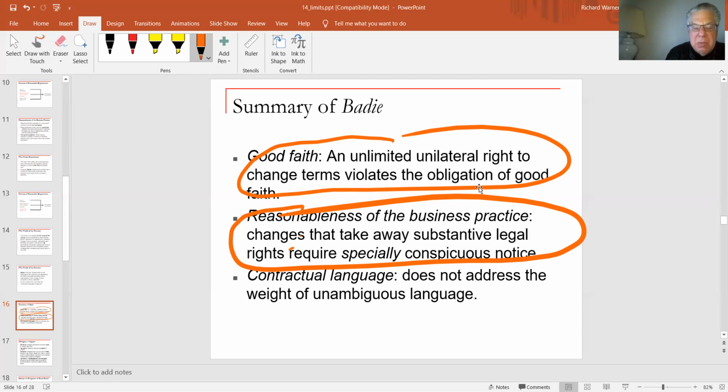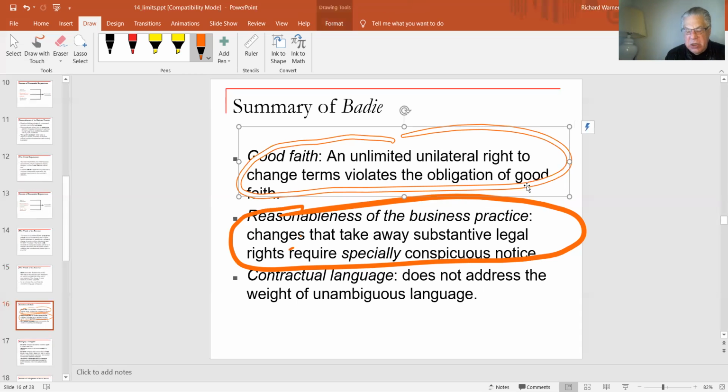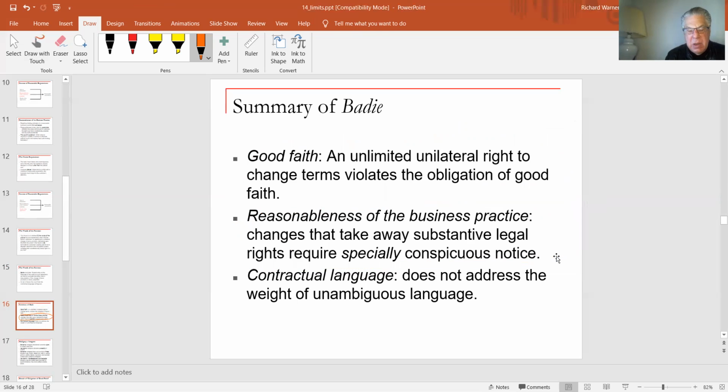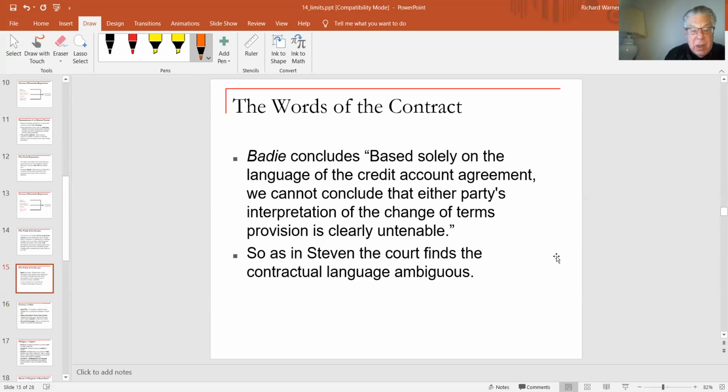But this is Beatty, and Beatty was very shocking news to the business lawyers, right? Beatty is not good news for the business lawyers. Remember the problem the business lawyer has. Business lawyer's problem is to write a retroactively updatable contract that gives the business the freedom to make the sometimes quite major changes it wants to make. Right?